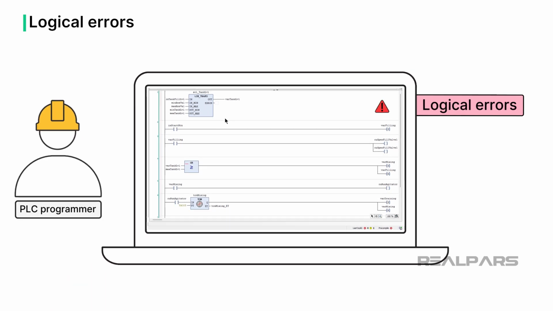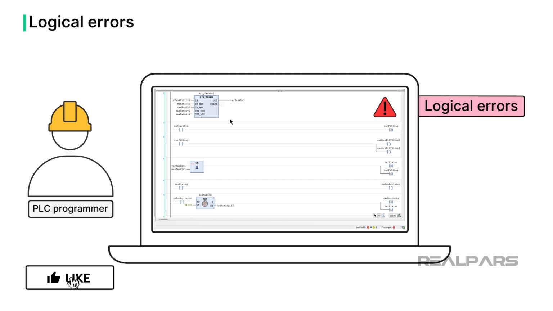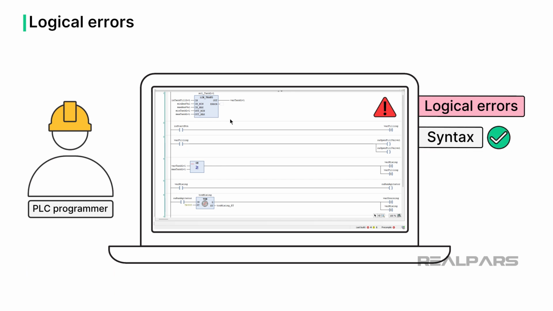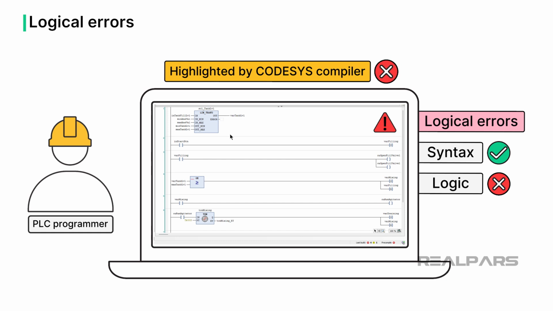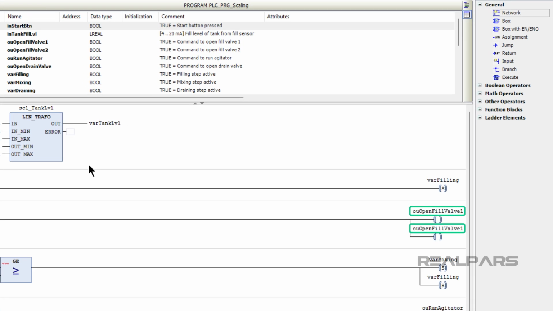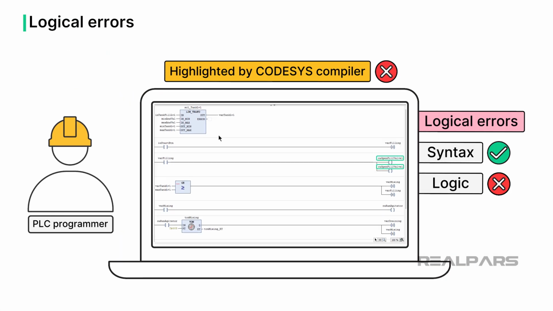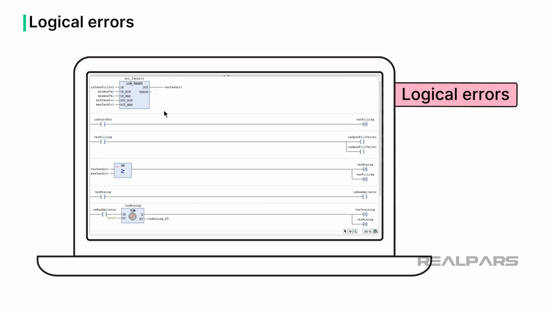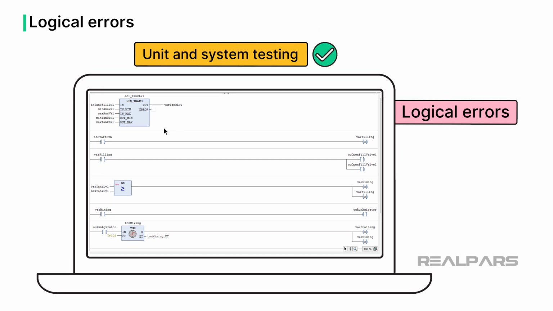Logical errors are mistakes made by a programmer when writing his application logic. In this case, the syntax of the code is fine, but the logic is not. Logical errors aren't highlighted by the CodeSys compiler because the compiler doesn't know how your logic should behave, and therefore can't tell you if it's wrong. In this example, I have accidentally used the same variable, OU openfill valve 1, twice in my logic. The compiler does not report an error because the syntax is fine, but the logic won't work the way I want it to. Logical errors are found during unit and system testing of a project.